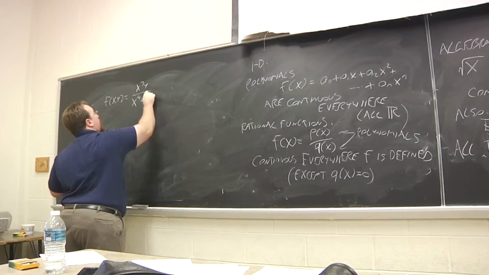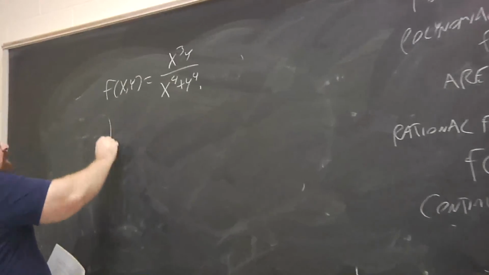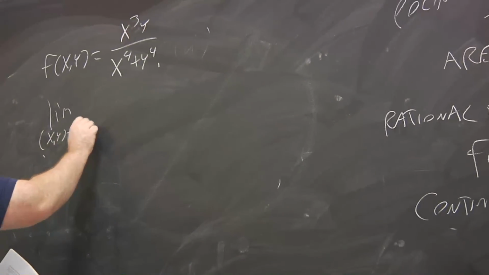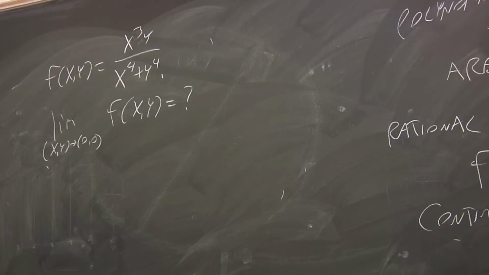Let's take a look at this function, x y over x to the 4th plus y to the 4th. We want to take a look at the limit as x, y go to 0, 0. So what might the limit be? For instance, if we plug in x equals 0 or y equals 0, and make one of them equal to 0 and let the other one go to 0, and see what happens. What do you think the limit might be? It might be 0, but it's not.